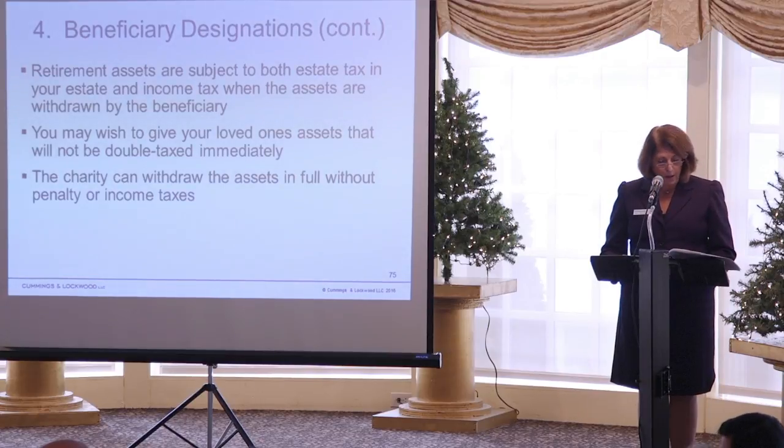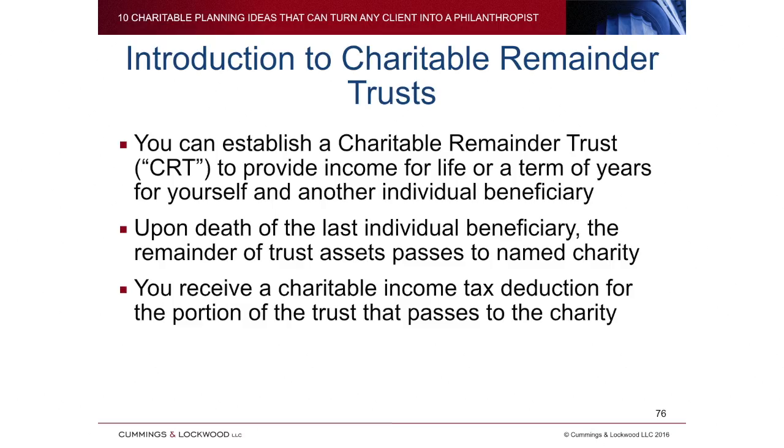I'd like to do a brief introduction to charitable remainder trusts. A donor can establish a charitable remainder trust to provide income for life or a term of years for herself and another individual beneficiary. This is a great way for a client to retain income for herself or another individual while ultimately benefiting a charity of her choice.